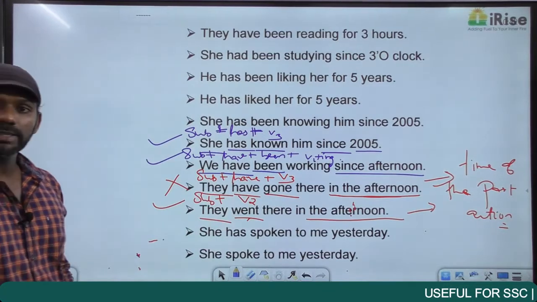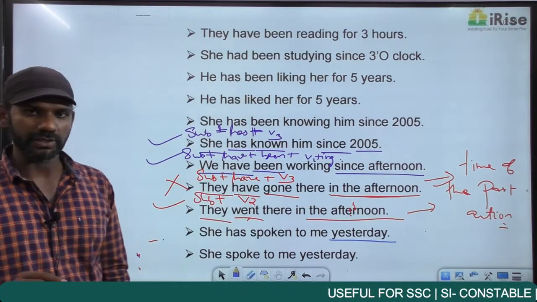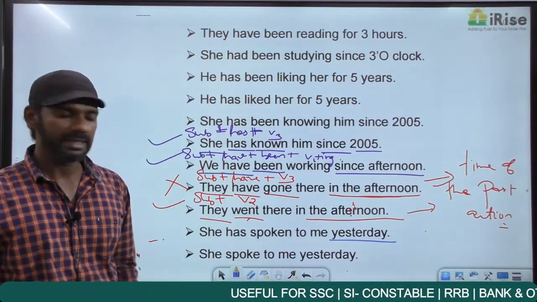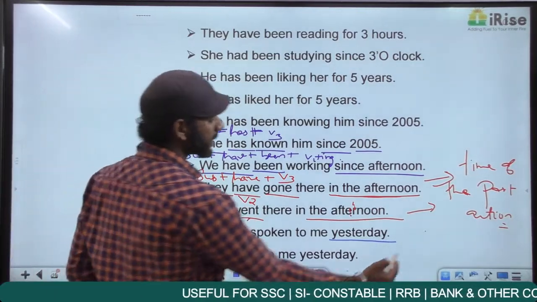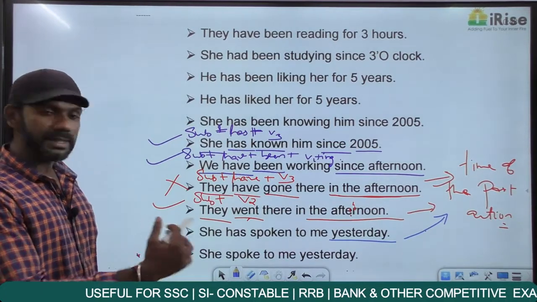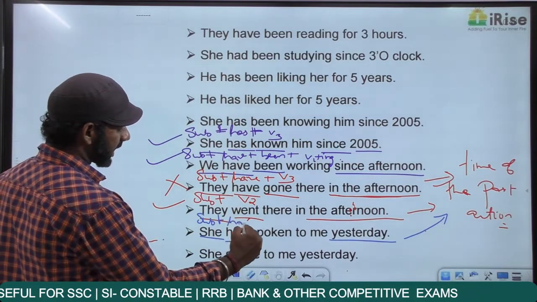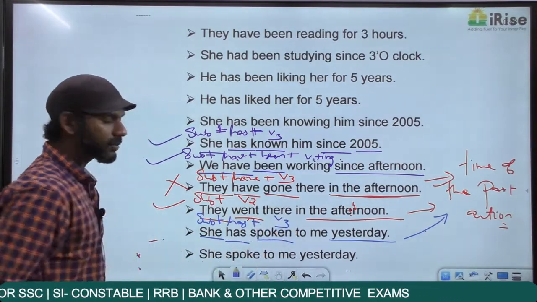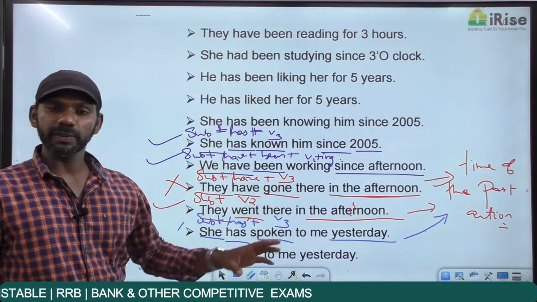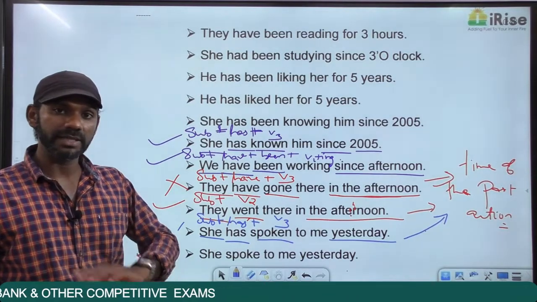She has spoken to me yesterday. Yesterday anyway cannot be a period of time. It's not a duration. In this statement, yesterday is not a point of time because since is not there. So in this case, yesterday becomes the time of the past action. Clear? She has spoken to me. The subject here is she, plus has, plus spoken, which is V3. Speak, spoke, spoken. Subject plus has plus V3 is present perfect, and present perfect is used when the time of the past action is not mentioned.